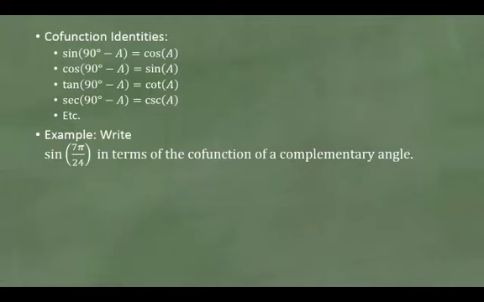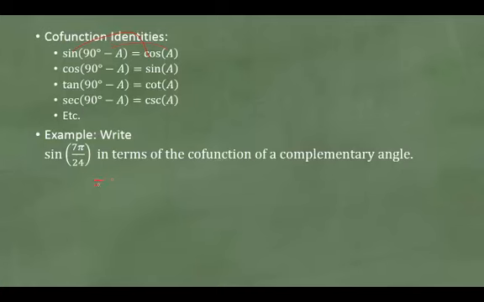The cofunction identities. We've already gone over these. Sine and cosine are cofunctions. And that means that whatever's in here is just complementary angles. But now we're just going to make sure we still know this and we can work with radians. So write sine of 7 pi over 24 in terms of its cofunction.